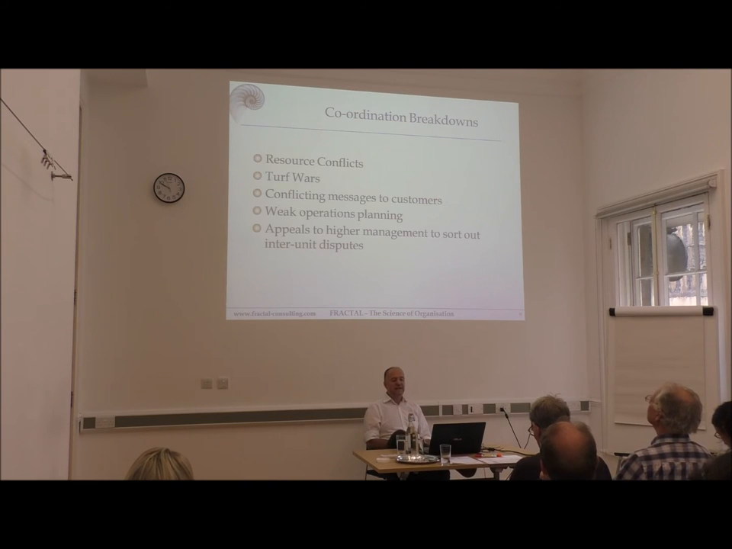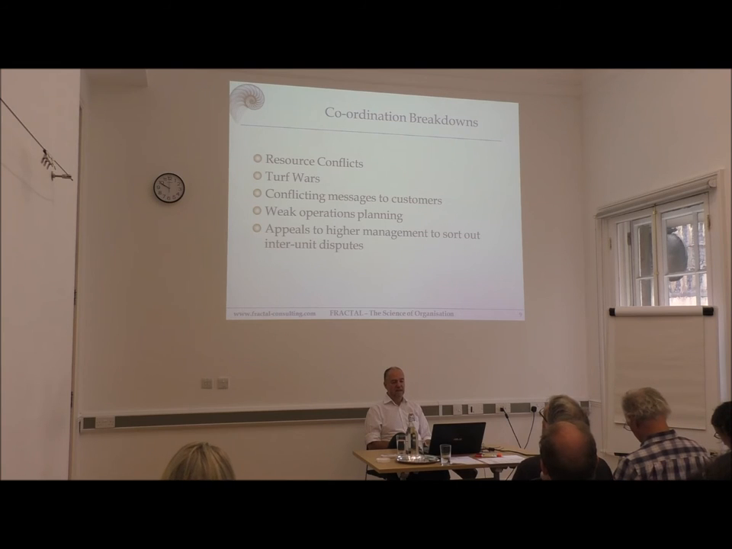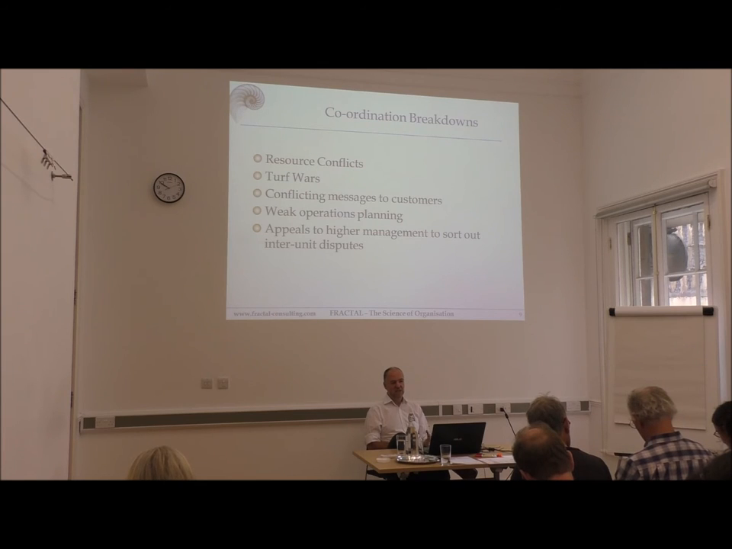So where that breaks down, you get a typical set of symptoms: conflicts over resources, turf wars, people fighting over the same territory, conflicting messages to customers, so one department will say you can have it next week, and another department says we're not starting our bit till next month, so you ain't going to get it then. Weak operations planning, so all the stuff that's in lean about smoothing through operations is here. And the start of the systemic breakdown, so where there are spats between operations, you get appeals to the next level of management to try and sort the mess out. And you can see how they then get dragged in.